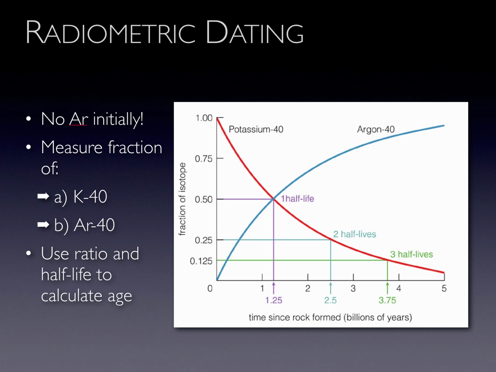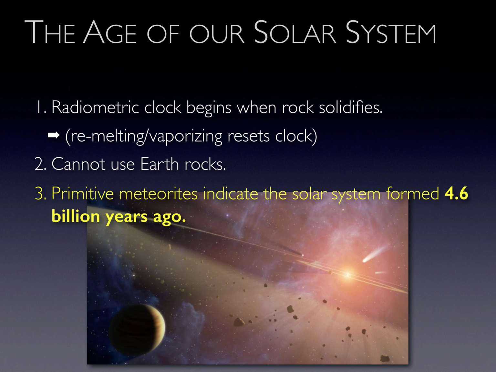By measuring the relative amounts of potassium-40 and argon-40 currently in a rock, we can determine the number of half-lives it has existed for and thus how old it is. If anything happens to the rock to cause the argon-40 to escape, like massive collisions or remelting, this resets the radiometric clock. Rocks on Earth go through a rock cycle where rock is continually being remelted and new material brought to the surface to form new rock. Thus, we cannot use Earth rocks to date the age of the solar system.